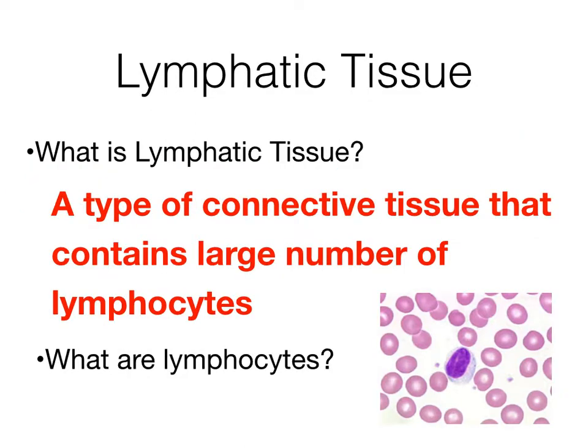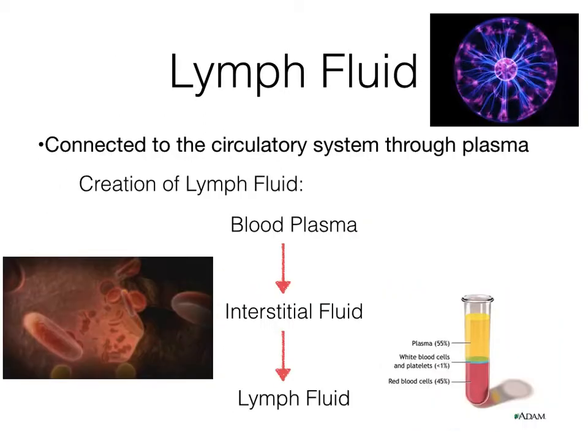Now I'm going to break down the lymphatic system. Lymphatic tissue is the first part of the system. It is a type of connective tissue that contains a large number of lymphocytes. Lymphocytes are a form of small white blood cells that contain a nucleus. Inside the lymphatic tissue is a type of fluid called lymph.